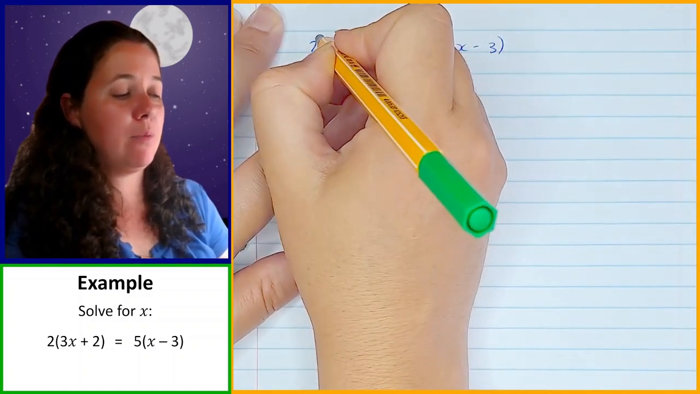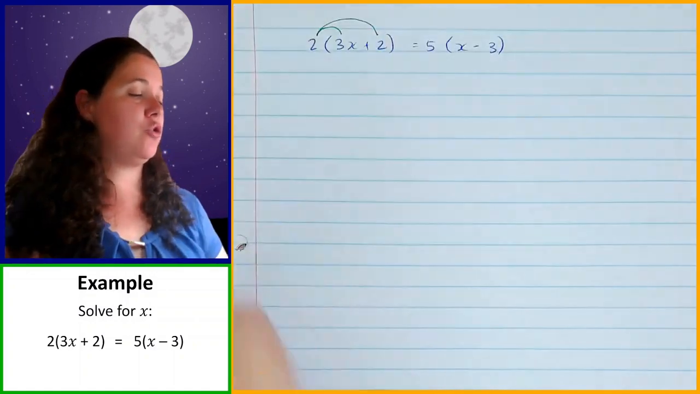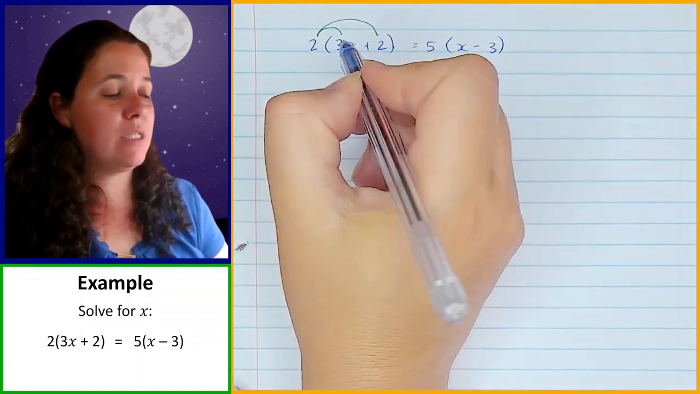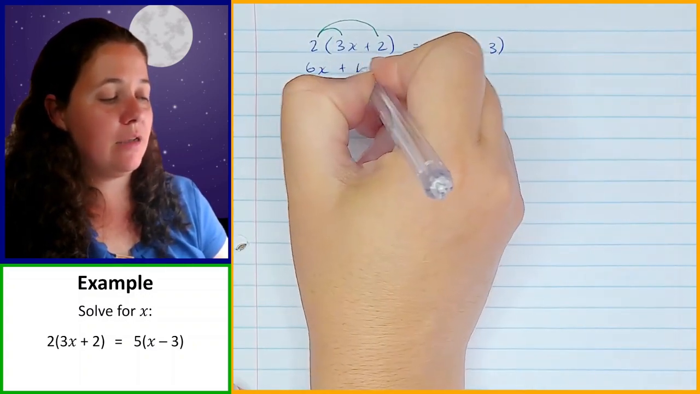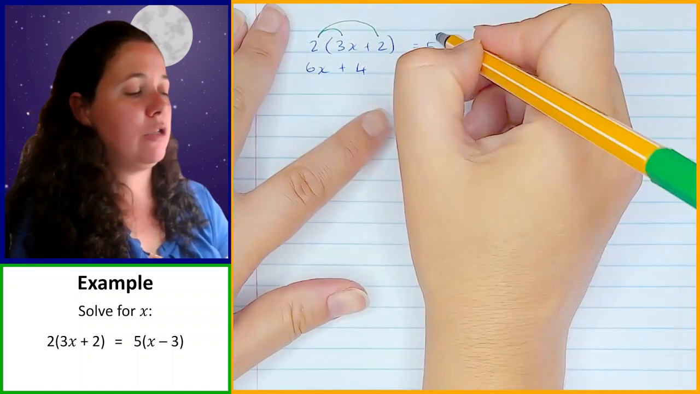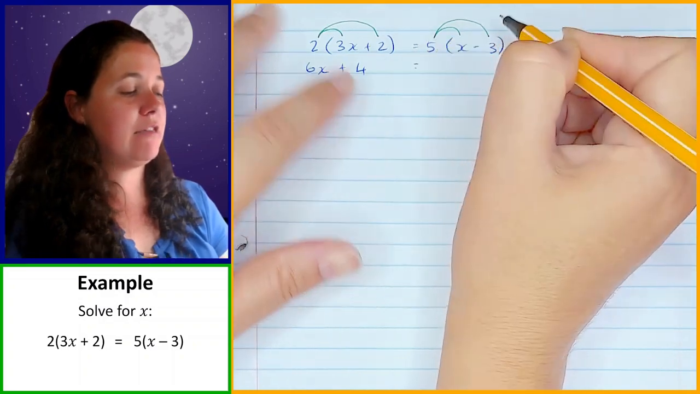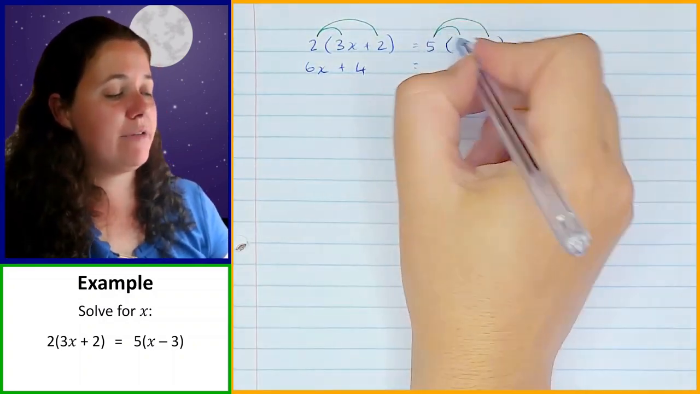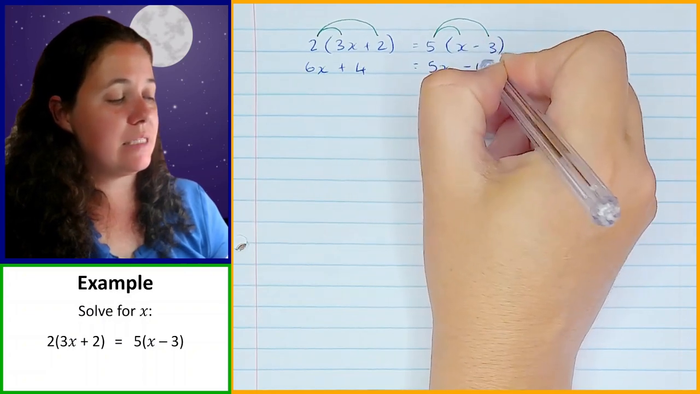So we're going to multiply the 2 by the 3x. We're going to multiply the 2 by the 2. And that's going to give us 2 times 3x is 6x, and 2 times 2 is plus 4. Then on the right-hand side, I also have to do the same thing. I'm going to multiply my 5 into the brackets there. 5 times x is 5x. And 5 times negative 3 is minus 15.